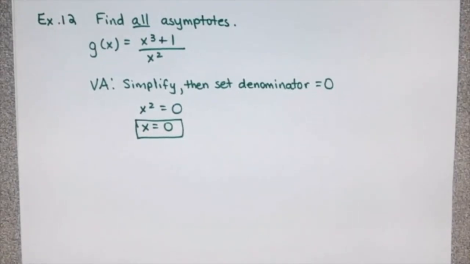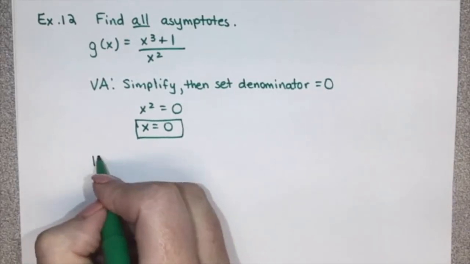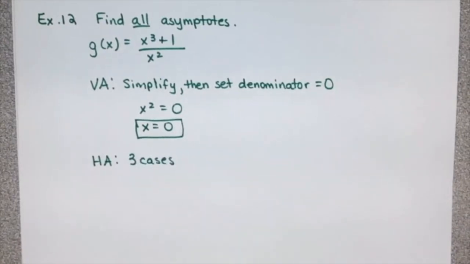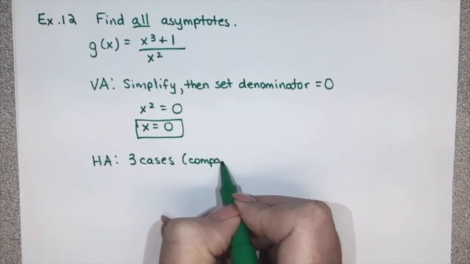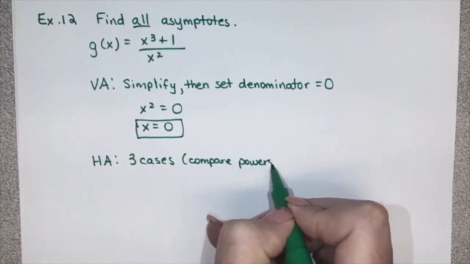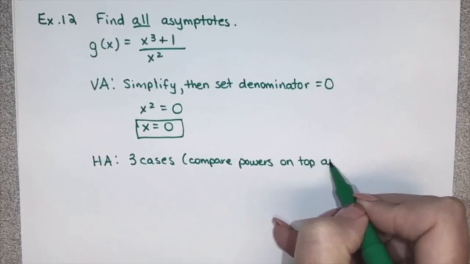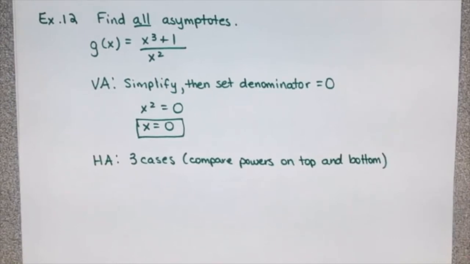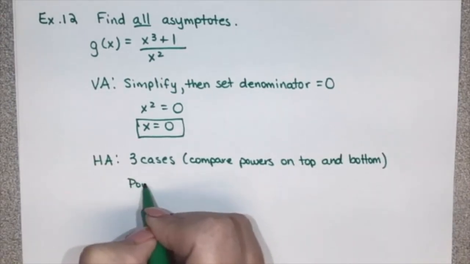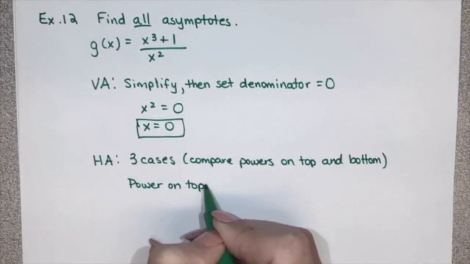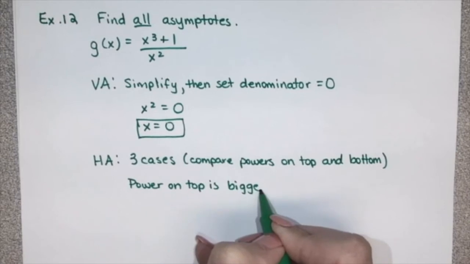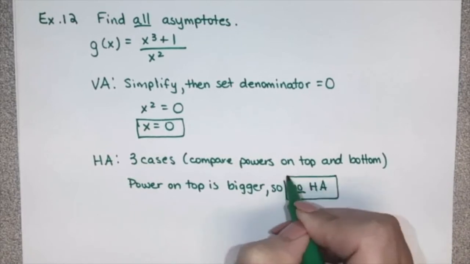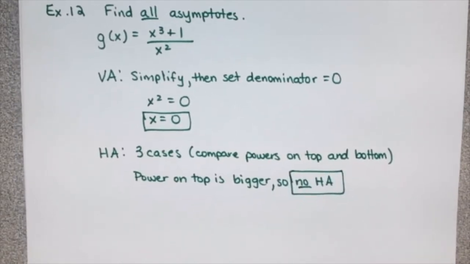Okay, and for the horizontal asymptotes, remember they look like y equals. For the horizontal asymptotes, we have 3 cases. Okay, remember we compare the powers on top and bottom. That's the 3 cases. So I'm just trying to jog your memory for what we did last time. But note that the power on top is bigger. And if the power on top is bigger, what's the conclusion? No horizontal asymptote, that's right. Okay, if it's anything bigger, the power, then there's none.